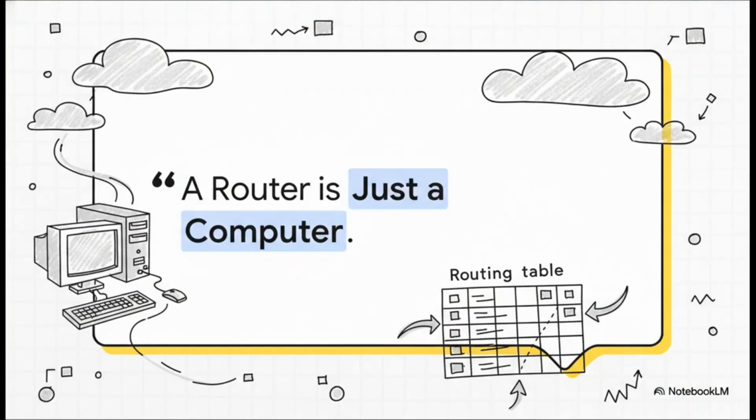And get this, what's really cool is that the very first routers weren't these fancy specialized boxes we have today. They were literally just regular computers. Seriously, just a computer with 2 network cards and a list of directions that someone manually typed out. That's it. And that super simple idea is still at the core of how the entire internet works.